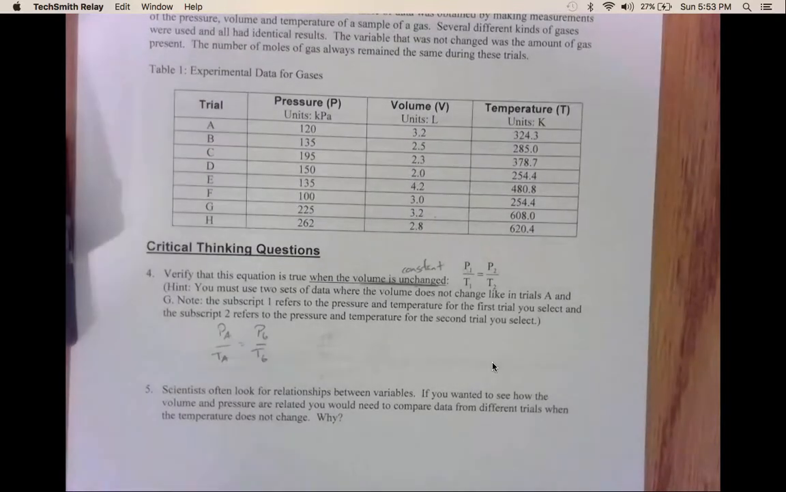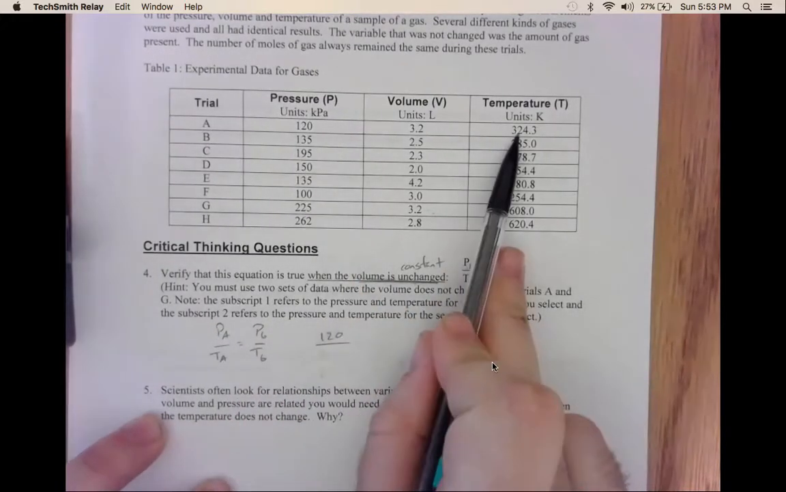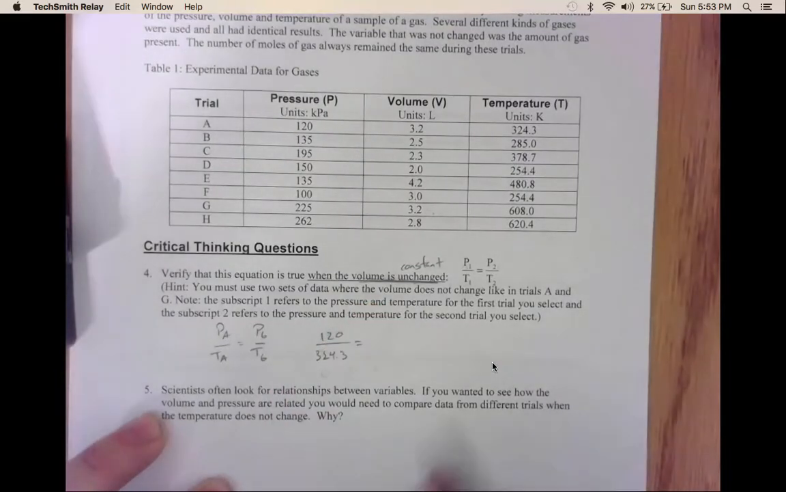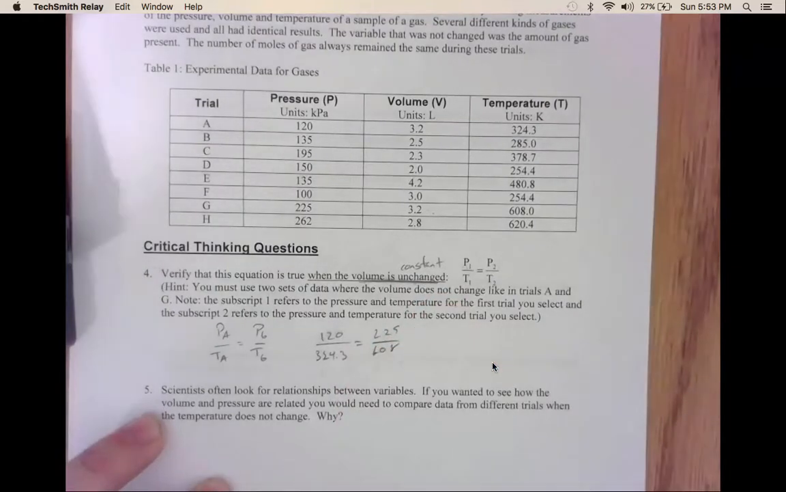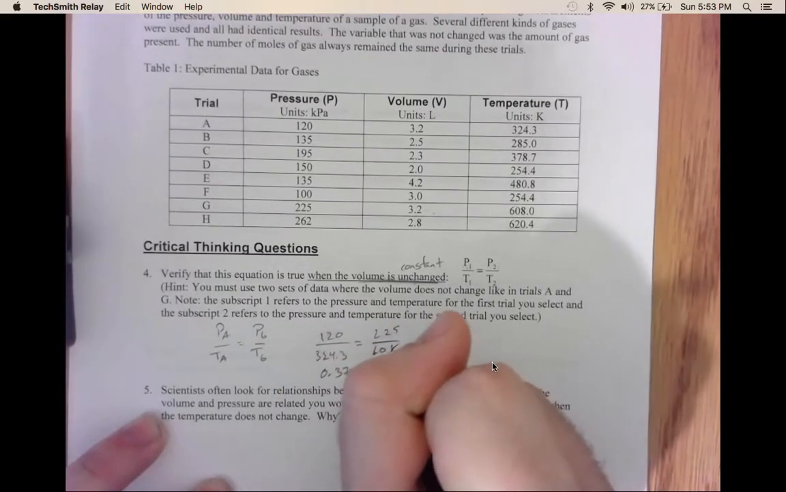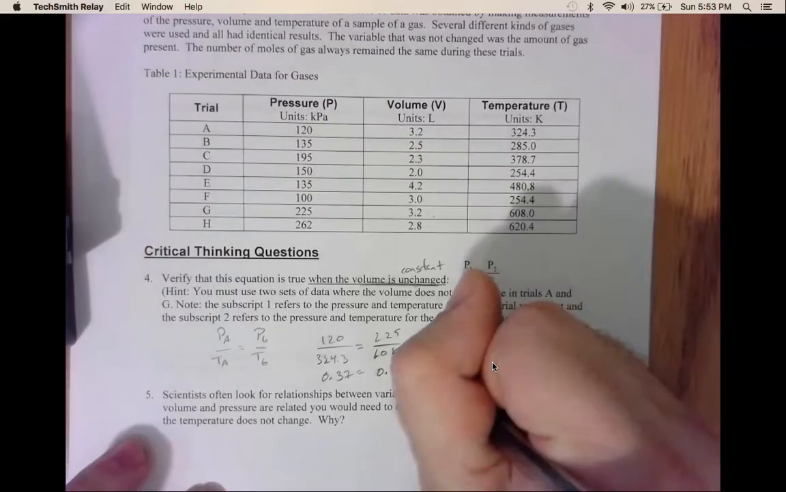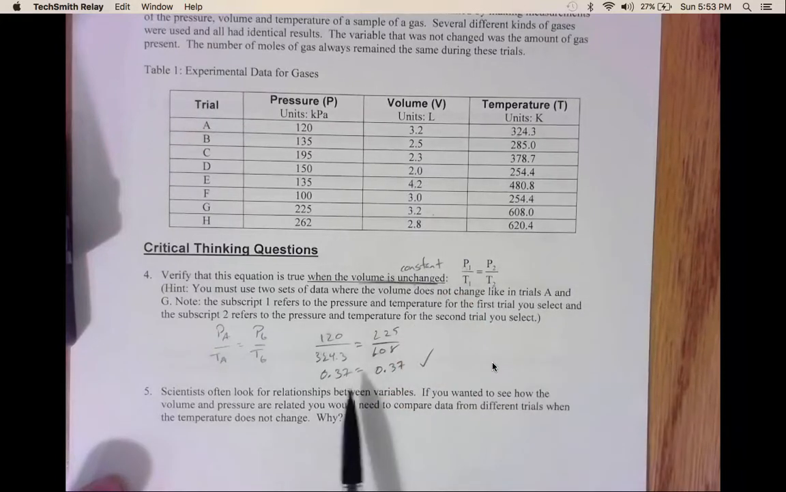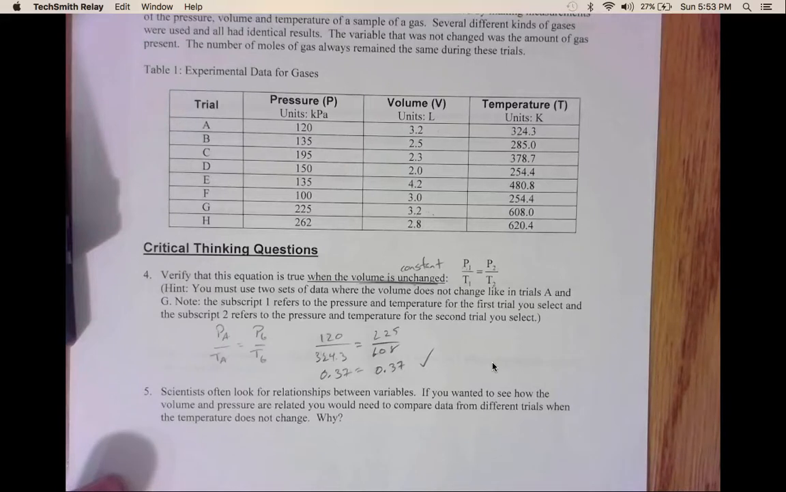When we plug our values in, you'll see that the pressure of A is 120, the temperature is 324.3. Then you do the same thing for G. Pressure is 225, temperature is 608. When you solve these, you only have to go to 2 decimal places, and you would see that 0.37 equals 0.37. So what you did here is you just verified that when the volume is constant, the pressure divided by the temperature will equal each other for any trial.